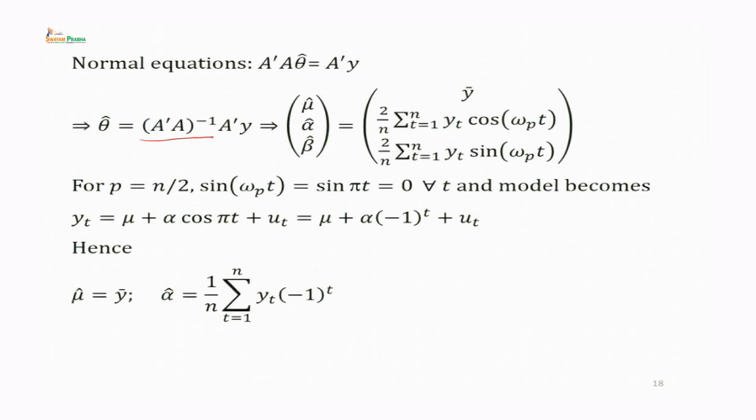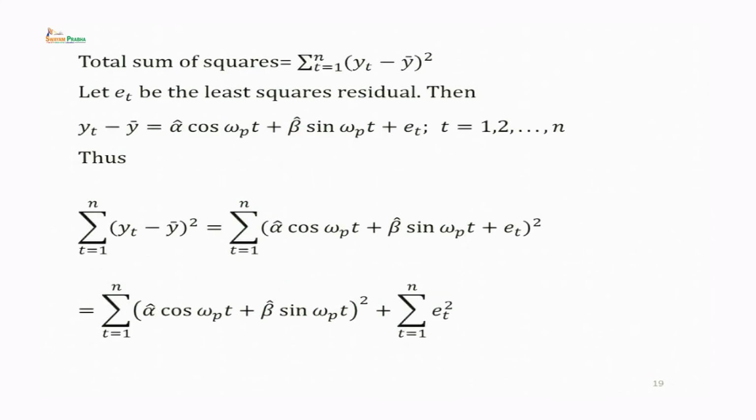So, again you apply the method of least squares, and then you obtain mu hat equal to y bar and alpha hat is equal to 1 by n summation y t minus 1 to the power t. So, these are the least square estimators of mu and alpha if you fit a sinusoidal function. Now, the total sum of squares is equal to summation t equal to 1 to n, y t minus y bar square, and suppose E t is the least squares residual.